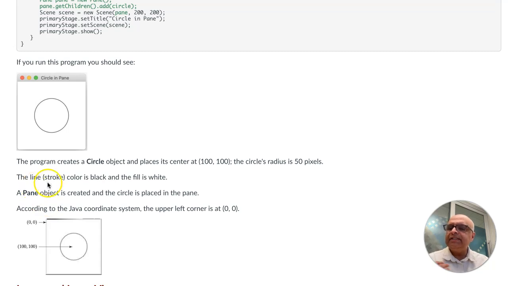The stroke is another word for line, all right? We chose it to be black. The fill is the color inside, which is white, right? And the pane object is the default pane object we're using, and this is introducing the Java coordinate system.